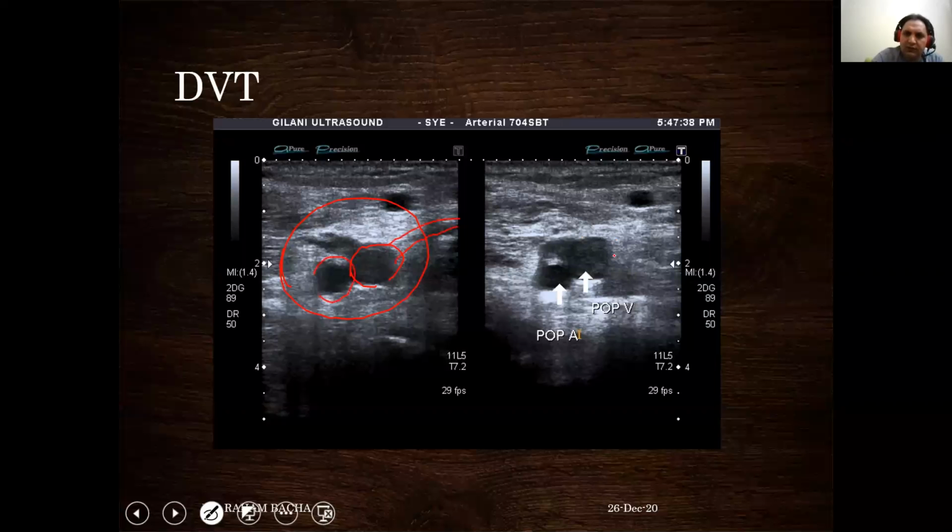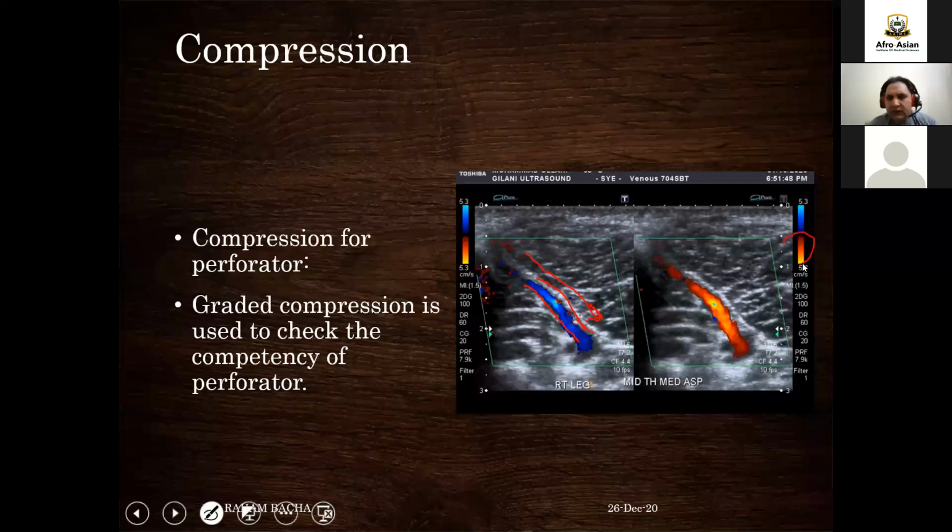The common femoral vein is at the same level. The map represents red color, while the upper channel is blue. So blue color means this flow is from deep to superficial, and this flow is from superficial to deep. So this is right, but this is wrong. This is reverse flow. If there is any reverse flow in the perforator, it means the perforator is incompetent. That's why blood flow is coming back in the backward direction.